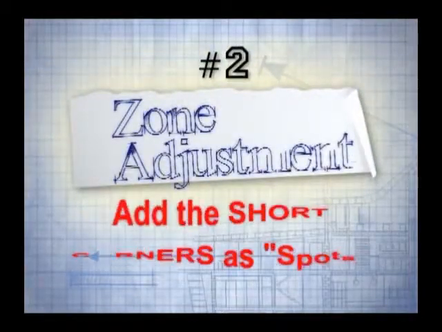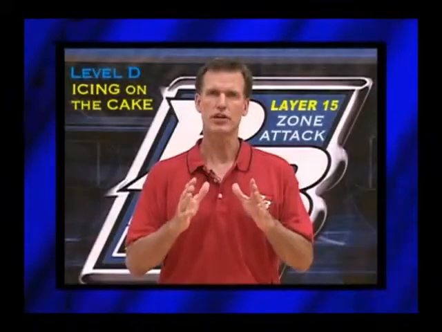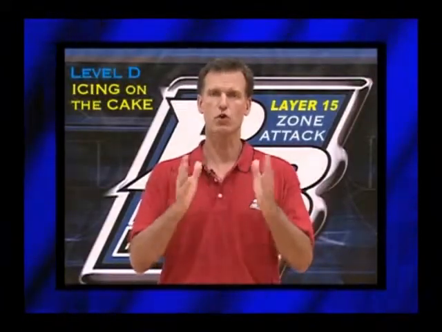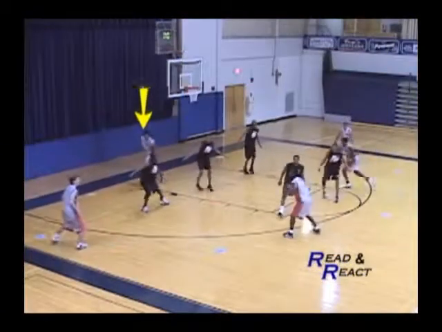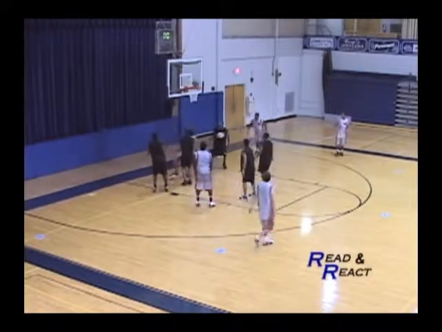Zone adjustment number 2. Add the short corners as spots. The second adjustment involves the short corners. Emphasize to your players that the short corners, which are on the baseline behind the zone, are places where cutters can stop. The zone can be attacked from behind in this manner.